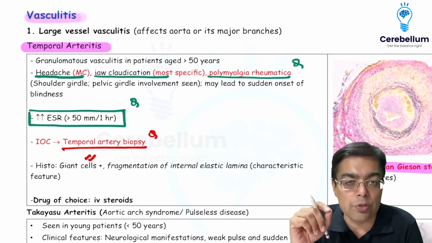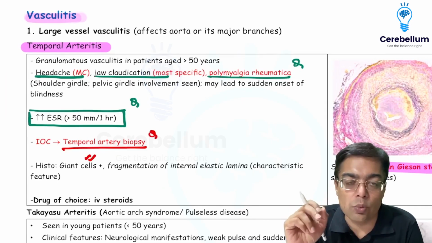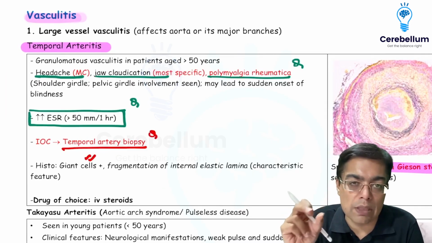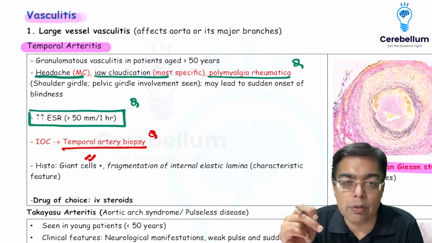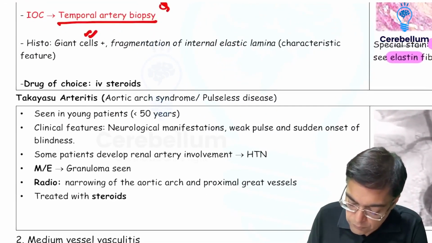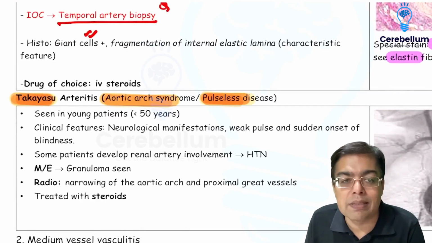Because you do not want your patient to have a vision loss, so you have to give your patients IV steroids at the earliest so as to reduce the chances of having a vision loss. A second example of a large vessel vasculitis disorder, also an example of a granulomatous vasculitis disorder, is Takayasu arteritis. Takayasu arteritis is going to be associated with other names like aortic arch syndrome, and this is also going to be associated with the name pulseless disease.